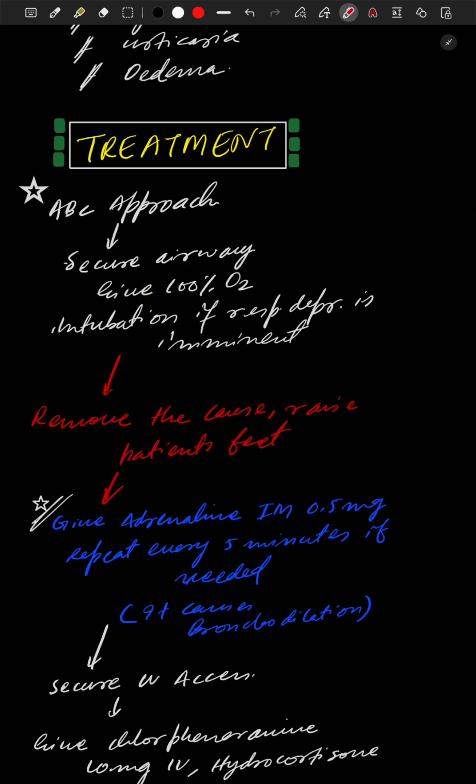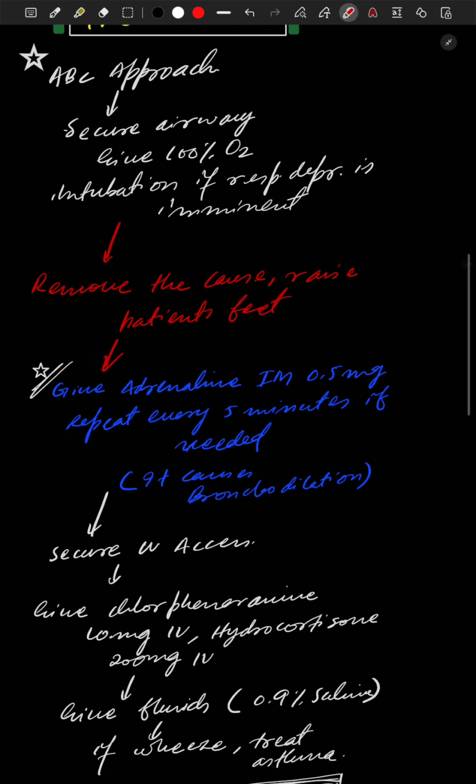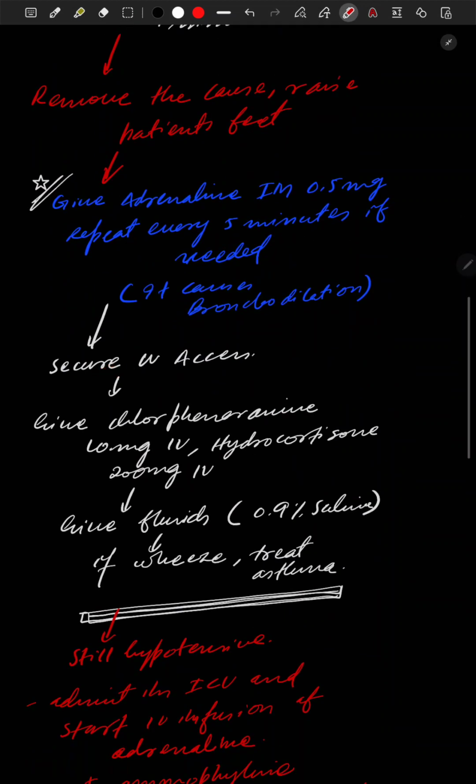After that, remove the cause. If you can see the cause of the anaphylactic shock, remove that. Raise the patient's feet a little bit. Then after that, you have to give adrenaline. Give adrenaline intramuscular 0.5 mg. You have to repeat this dose every 5 minutes if needed. In anaphylactic shock, there is bronchoconstriction, but adrenaline causes bronchodilation.